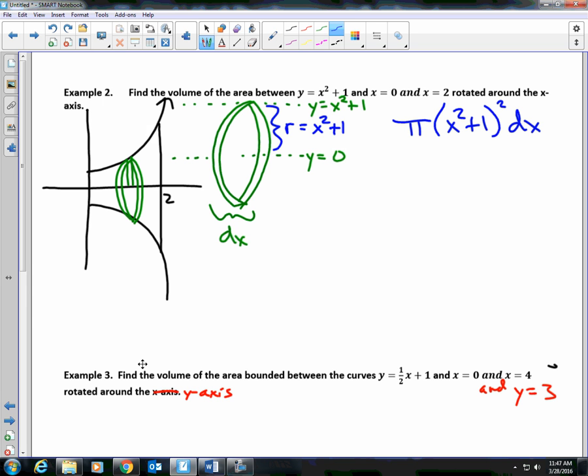Pi times x squared plus 120 squared dx. Any questions how I got that? That is the volume of one disk. How many disks would you like? Think that we said we want an infinite number, and we don't even get worried by that, right?